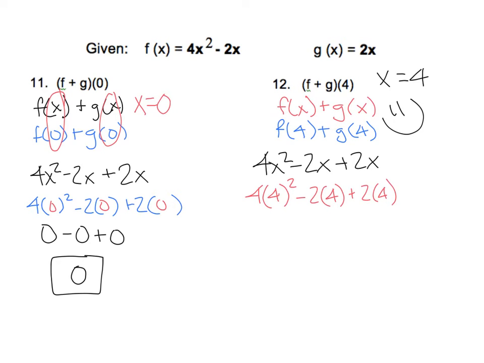All right, so now let's break down our math. 4 squared, 4 times 4 is 16. So you get 4 times 16 minus 2 times 4 is 8 plus 8. Okay, so question is 4 times 16 is 64. So you get 64 minus 8 plus 8. Actually, technically, those will cancel each other out. So our answer then is going to be 64.